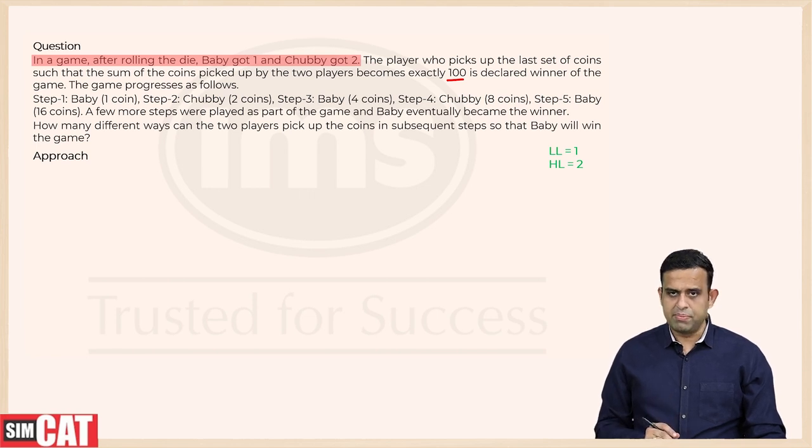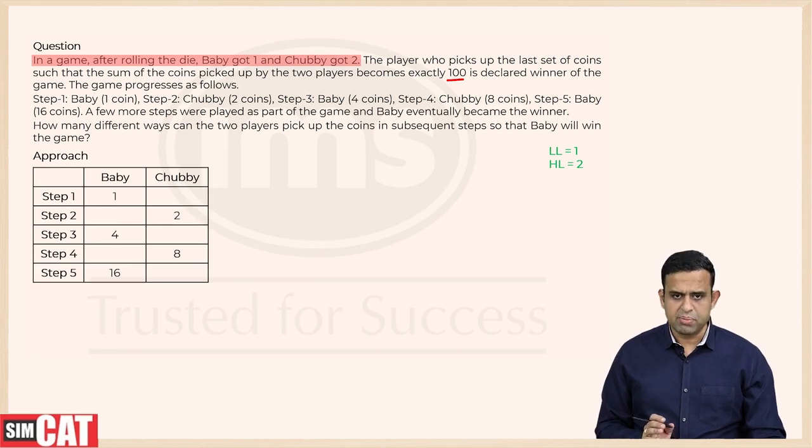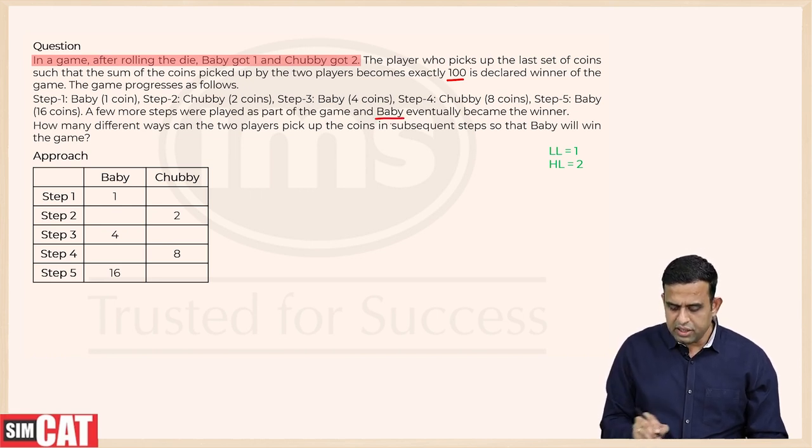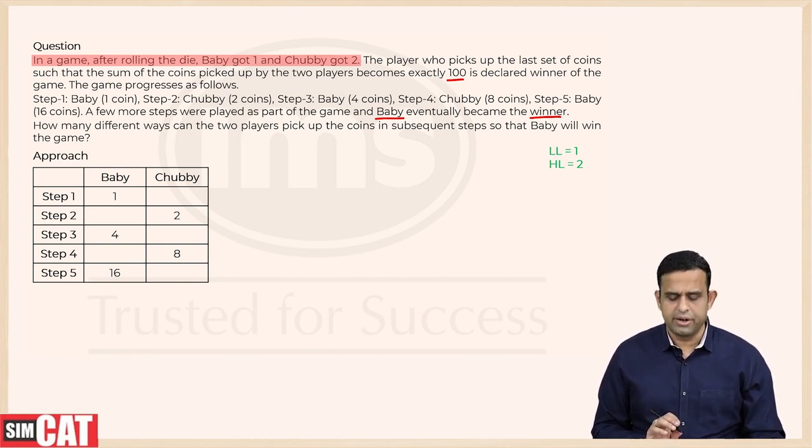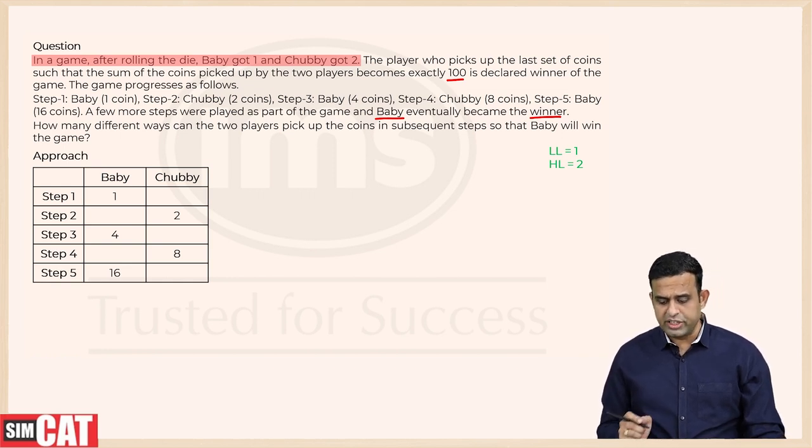In step number 1, baby picks 1 coin. In step number 2, chubby picks 2. In step number 3, baby picks 4. Step number 4, chubby picks 8. Step number 5, baby picks 16 coin. This much is given to us so far, till step number 1 to 5. Now they are saying a few more steps were played as a part of the game and baby eventually became the winner. So I want the game to end at baby such that the total becomes equal to 100. How many different ways can the 2 players pick up the coin in subsequent steps so that baby will win the game over here?